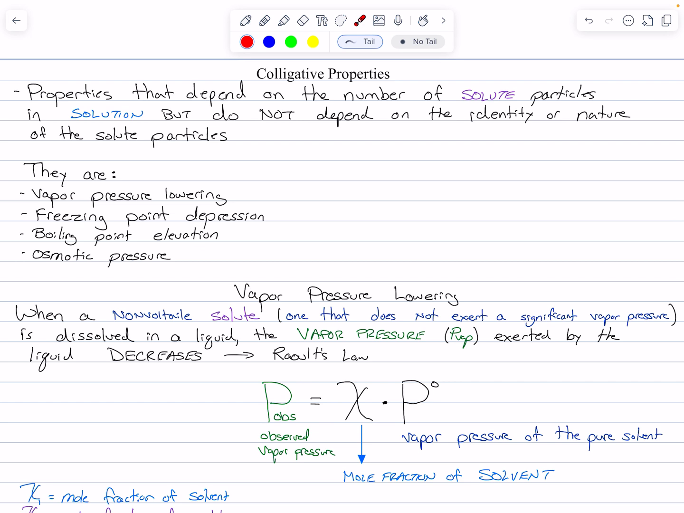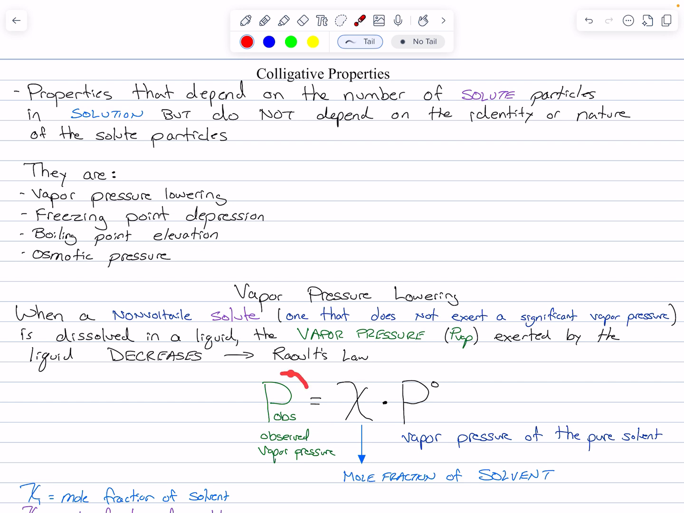When a non-volatile solute, so what is a non-volatile solute? It's one that does not have an appreciable vapor pressure, right? Like sodium chloride, for example, or most of your ionic compounds are examples of non-volatile solutes where they're not going to evaporate from water. So when you have a non-volatile solute that does not exert a significant vapor pressure, and it is dissolved in a liquid, the vapor pressure exerted by the liquid decreases. That's Raoult's law.